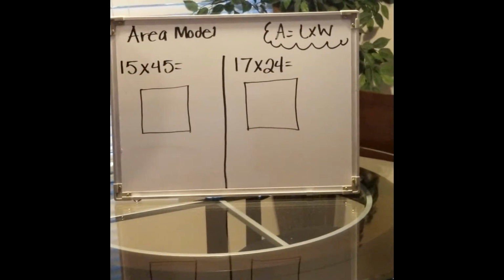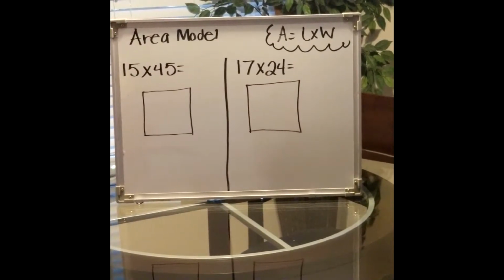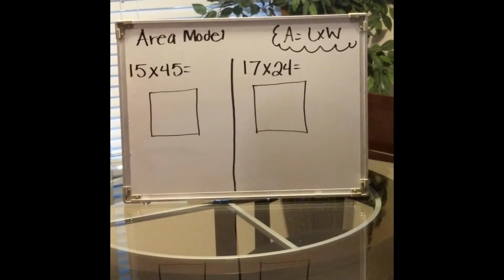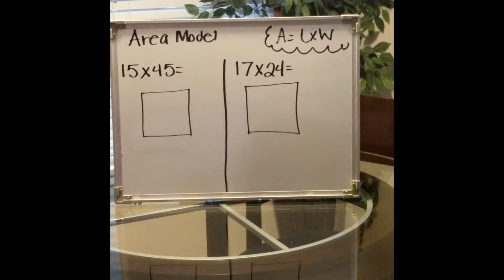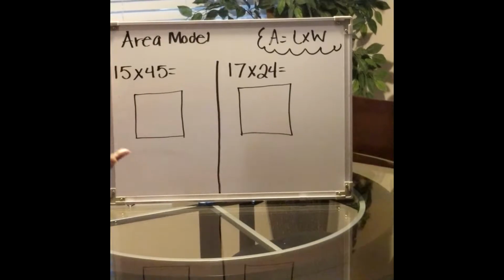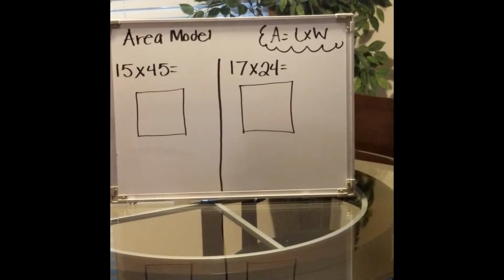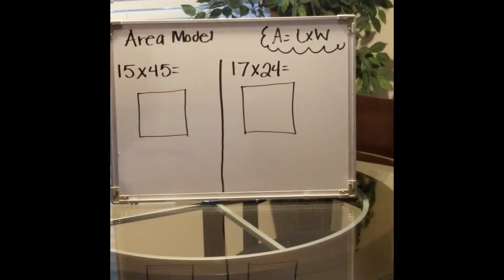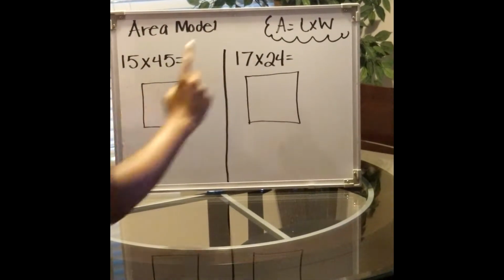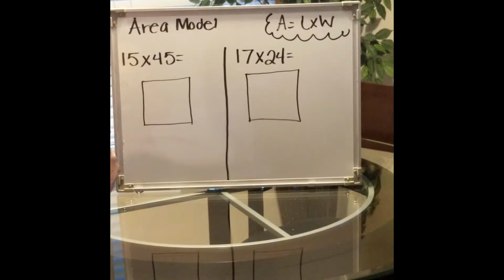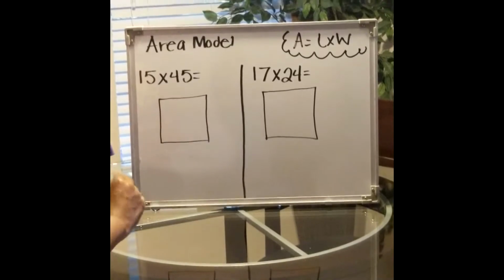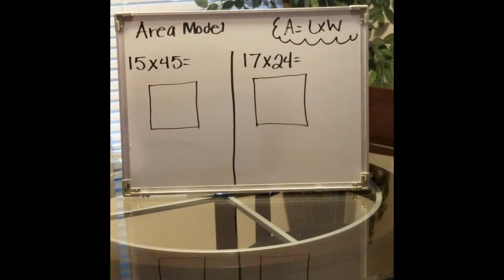Welcome back, math class. Today we're going to find the product of 15 times 45 by using the area model. We have learned this previously in the year, so today I'm going to review. We know in order to find the area that area equals length times width. So we know that we need to multiply the length times width and add up the partial products.